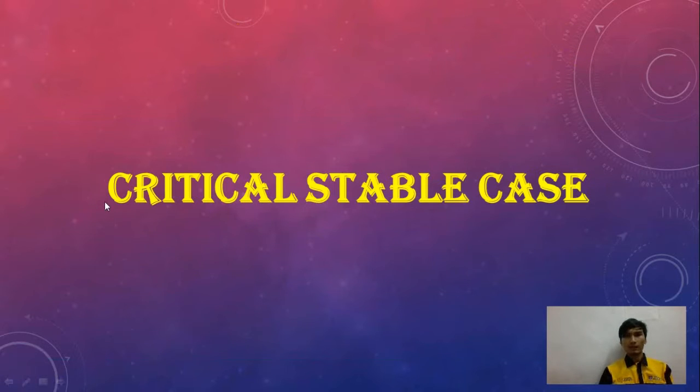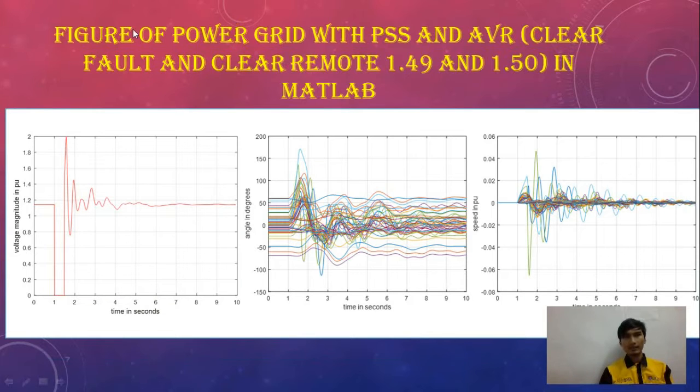Okay, the critical stable case. We start with PSS and AVR, with clear fault and clear remote at 1.49 and 1.50 in MATLAB. So this figure 1 shows voltage magnitude in PU versus time in seconds.